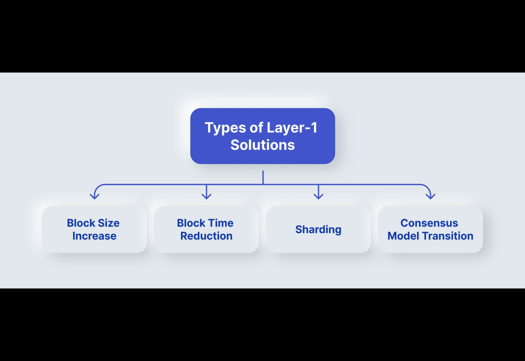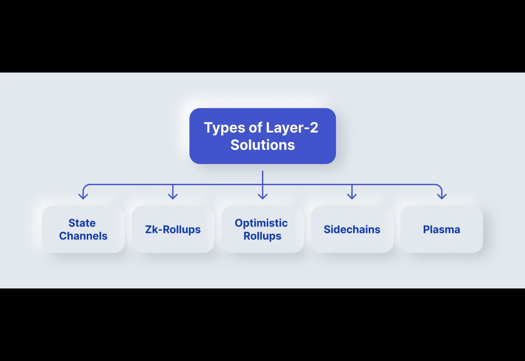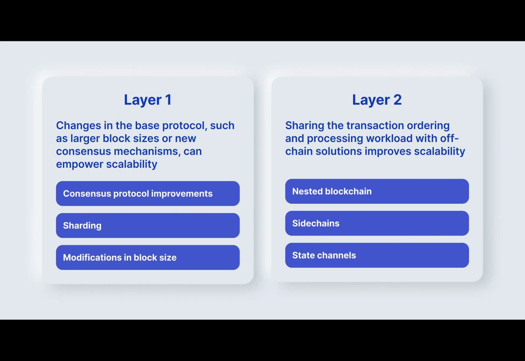The implementation of sharding techniques, wherein the blockchain is partitioned into smaller, more manageable pieces, enables simultaneous processing and thereby multiplying the transactional capacity of the network. Layer 2 solutions, on the other hand, develop a parallel system architecture to deal with the flood of transactions without altering the underlying blockchain protocol.